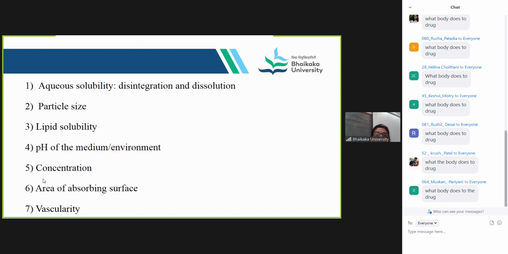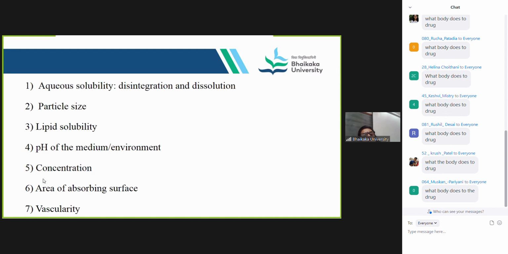Concentration: when there is a drug which has more undesired effects, the absorption depends on the plasma concentration of the drug. So if you remember, I told you in my first class there is a term which is used, that is therapeutic drug monitoring. So one has to monitor the plasma concentrations to watch the proper absorption of the drug. Then the other factor is area of absorbing surface.